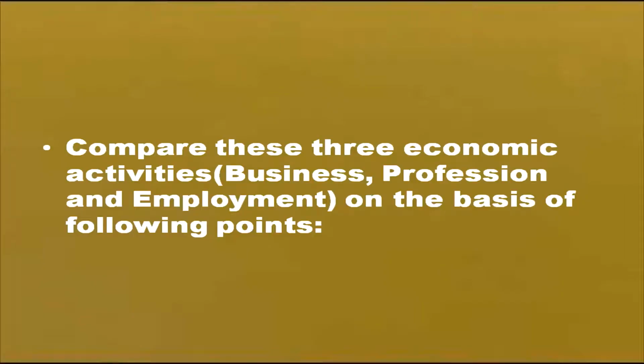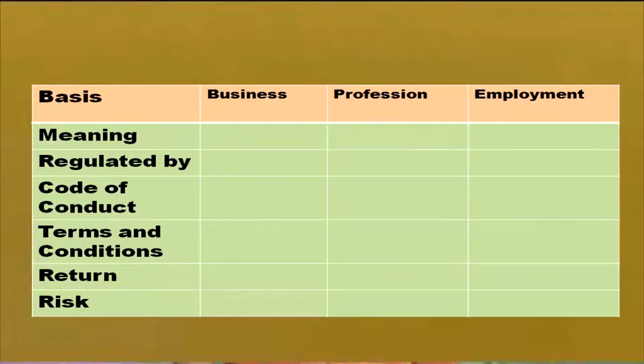Another project, compare these 3 economic activities, that is business, profession and employment on the basis of the following points. And you have to prepare a report like this. What is the basis? Meaning, it is regulated by who? Like that you have to write. 3 columns for business, profession and employment you have to draw and write the meaning of the business, profession and employment in the first column or first line.